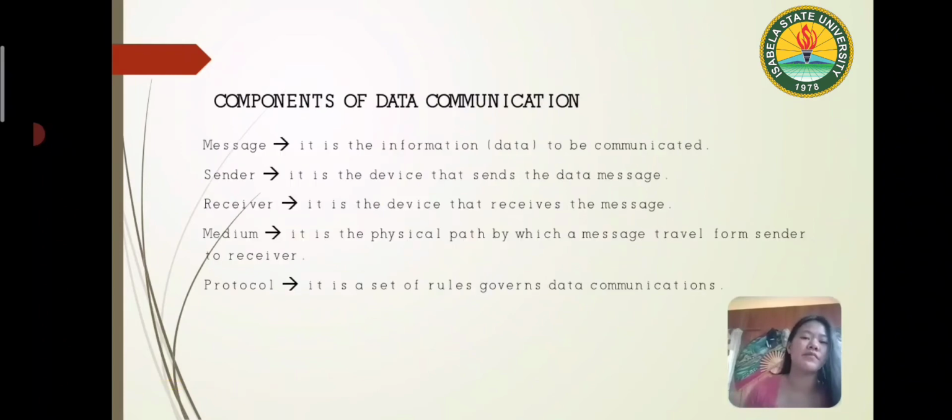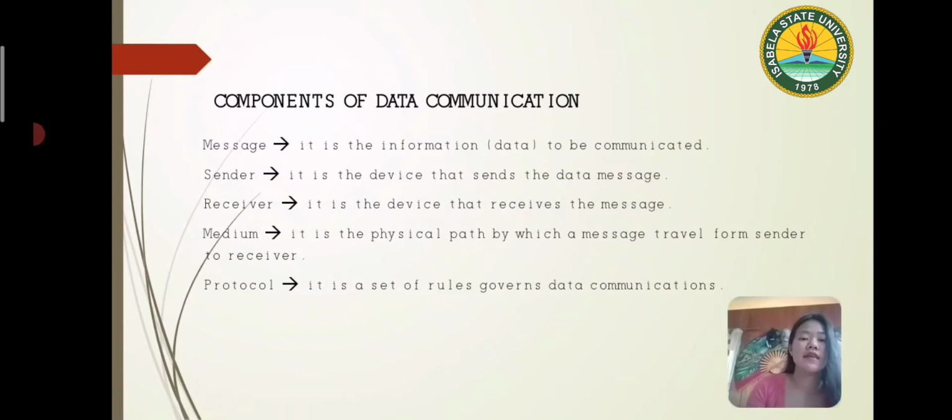Next, components of data communication. First, message. It is the information or data to be communicated. Popular forms of information include text, picture, audio, video, etc. Text is converted to binary, numbers are converted directly, and image is converted to pixels.